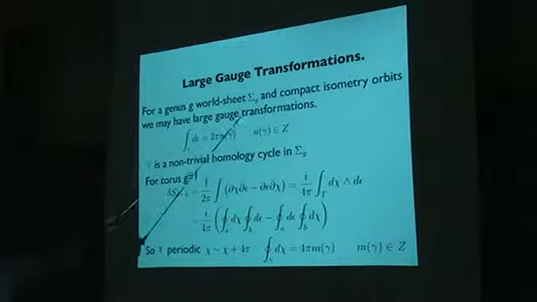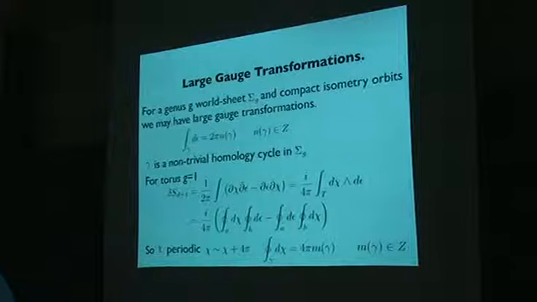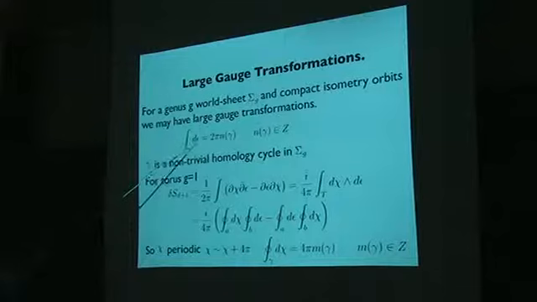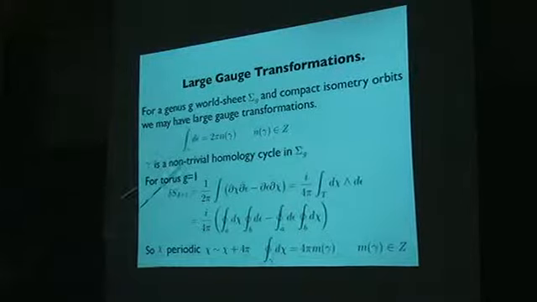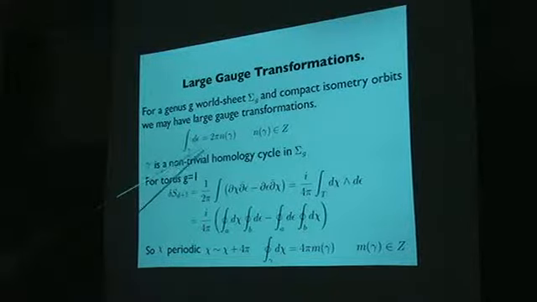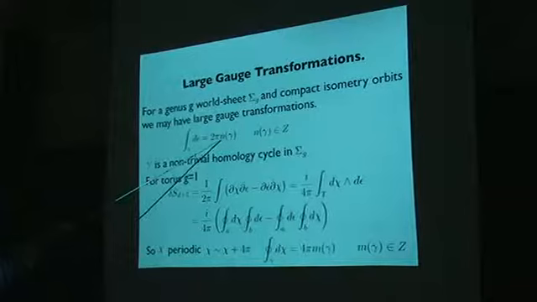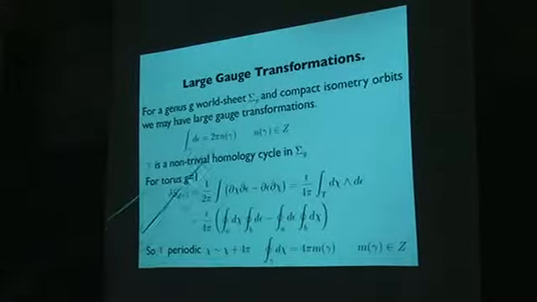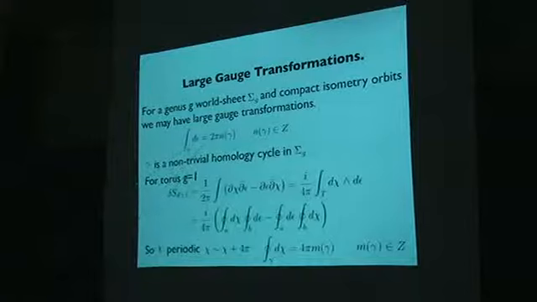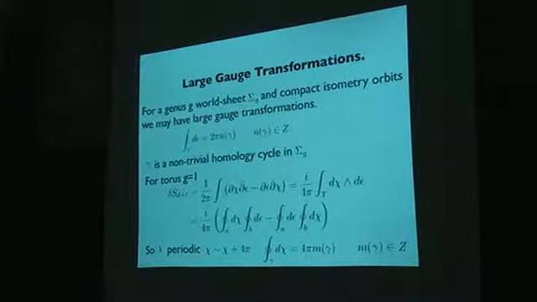So we've got a genus G worldsheet, sigma G, and there are compact isometry orbits on the target space. We could have large gauge transformations where the parameters, which are scalars on the worldsheet, can in fact have winding number around a one-cycle gamma. So the integral of d epsilon can be written as giving rise to some winding number, which is some integer, and there will be such a winding number in principle for each non-contractible one-cycle.